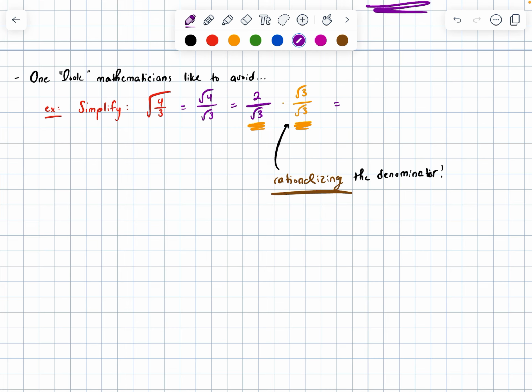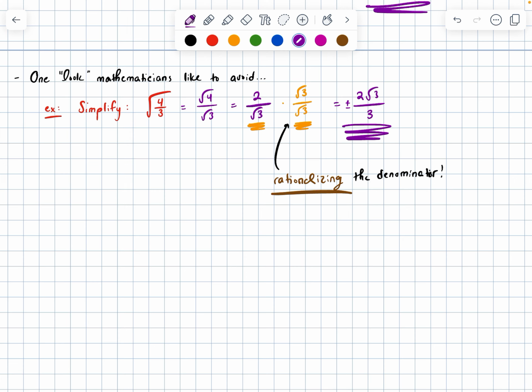From here, all I need to do is multiply these fractions. Well, if I multiply across, 2 times root 3, my numerators times numerators, gives me 2 root 3. My denominators, root 3 times root 3, we've established is 3. And just for good measure, since we did it with a square root, let's add in a plus or minus. Look at that. I've got an equivalent fraction that no longer contains a square root in the denominator.